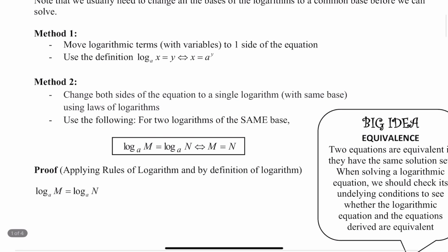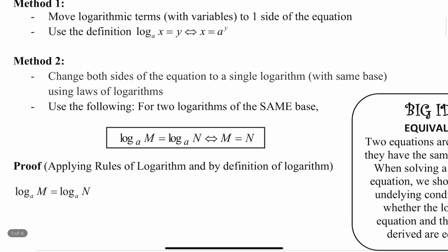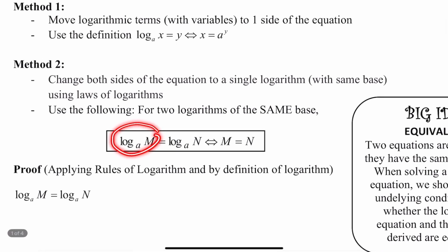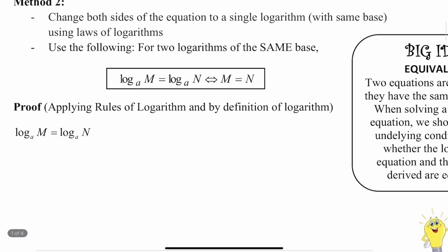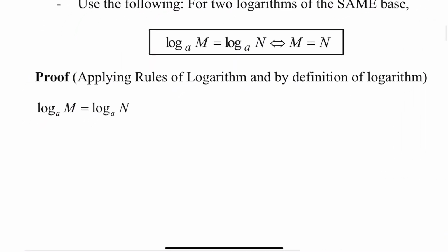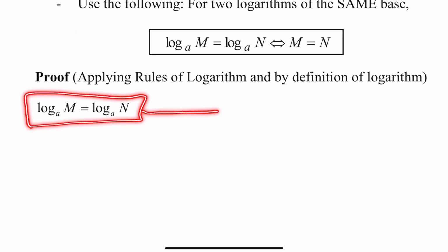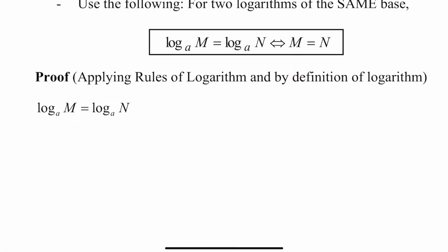Let's see, if you make the equation, left side and right side, one log function, same base, take note, same base, then you can compare this: m is equal to n. Okay, how does this work? You can do a simple proof to understand why this works. So let's start from here. If I have a logarithmic equation like this, how do I get to m is equal to n? The proof is as such.